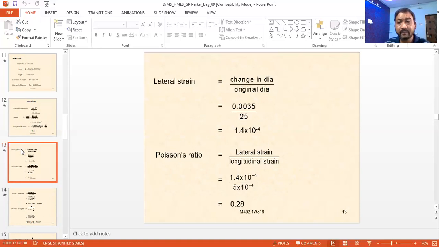Now coming to the Poisson's ratio. The Poisson's ratio is equal to lateral strain by longitudinal strain. So that is equal to 1.4 into 10 power minus 4 by 5 into 10 power minus 4. So it is equal to 0.28. So the Poisson's ratio, 1 by m, is equal to 0.28.